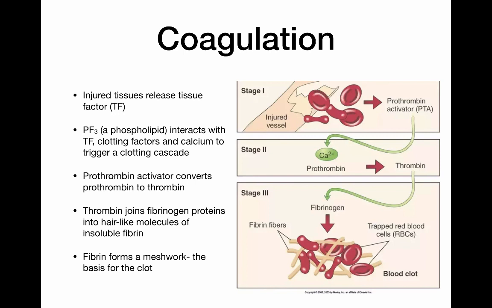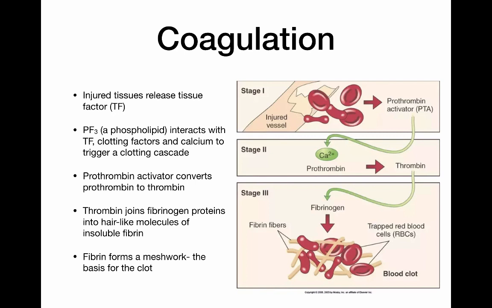So we've got up there your injured vessel. You see then another chemical signal called prothrombin activator. The role of prothrombin activator is to convert prothrombin to thrombin. But in order to do that, you need calcium. That's one of the roles of calcium. So calcium is necessary for the conversion of prothrombin to thrombin.